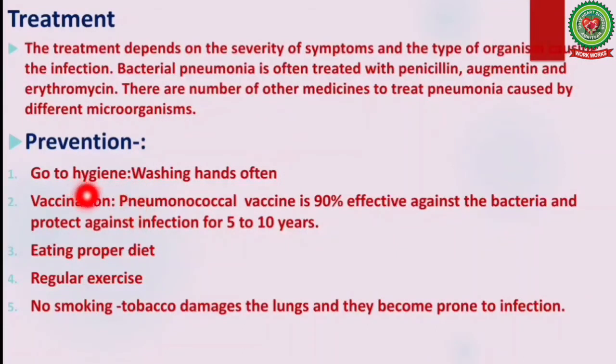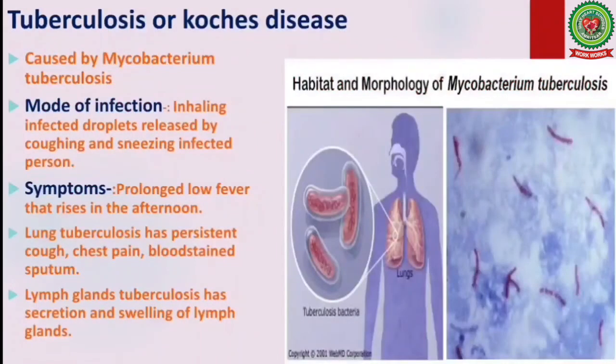Prevention. Good hygiene means washing hands often. Vaccination. Pneumococcal vaccine is 90% effective against the bacteria and protects against infection for 5 to 10 years. Eating proper diet, regular exercise, and of course, no smoking, as tobacco damages the lungs and they become prone to infection. Now, tuberculosis or Koch disease caused by Mycobacterium tuberculosis. Mode of infection: inhaling infected droplets released by coughing and sneezing of an infected person.